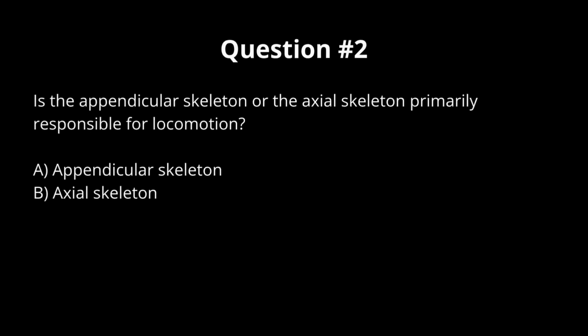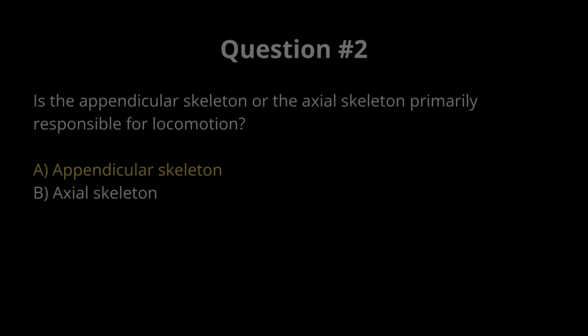Question number 2. Is the appendicular skeleton or the axial skeleton primarily responsible for locomotion? A. Appendicular skeleton. B. Axial skeleton. The correct answer is A. The appendicular skeleton includes the shoulder girdle, pelvic girdle, and limbs, which allow for movement and locomotion.